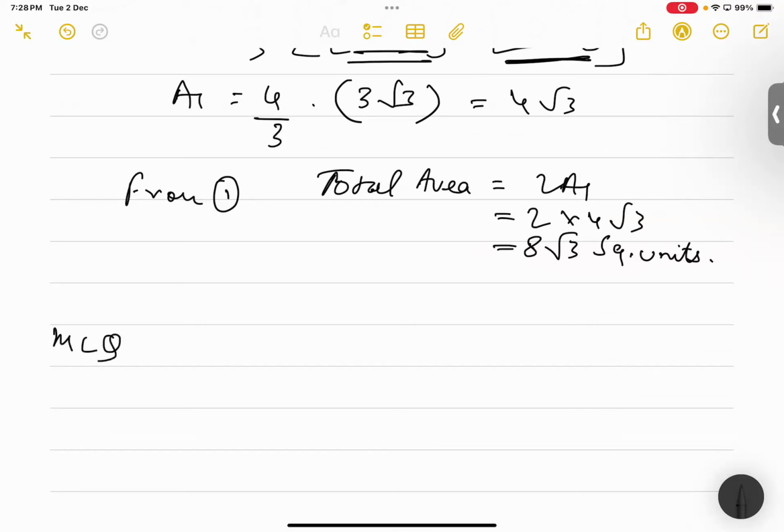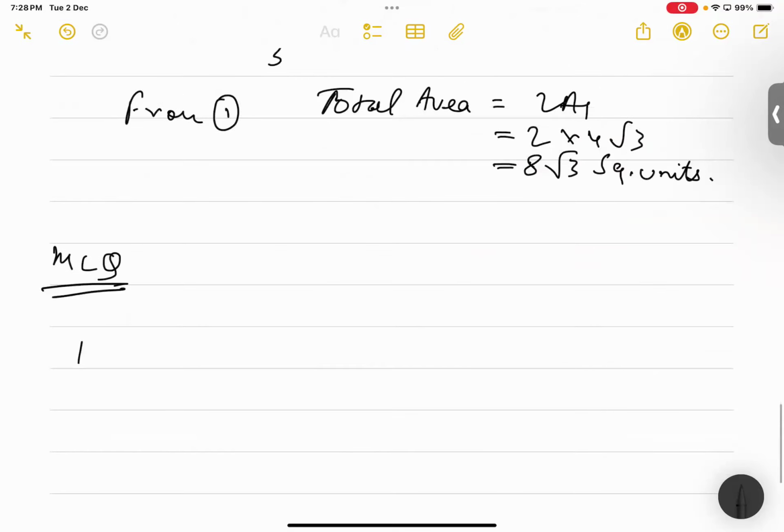MCQs. First one. Now, three things are there: whenever circle is there, whenever ellipse is there, whenever parabola is there, diagram is compulsory. What about y is equal to x raised to 4? We don't know what diagram is that. We have to draw a proper graph. That is not circle, that is not parabola, that is not ellipse. For that, diagram is not necessary. But in circle, parabola, and ellipse, diagram is necessary.